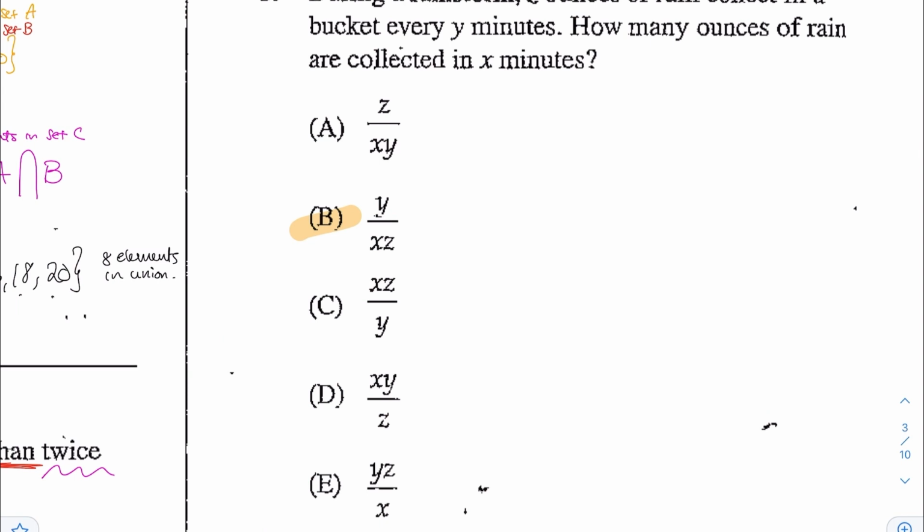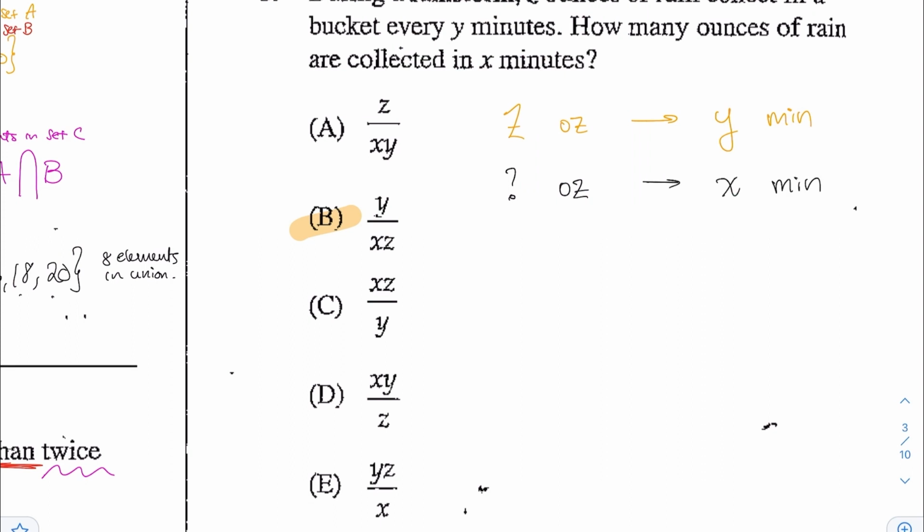All right, next for question number 8. During a rainstorm, z ounces of rain collect in a bucket every y minutes. How many ounces of rain are collected in x minutes? So here you have z ounces in the bucket every y minutes. And from here you want to get the unit rate because this is a rate that compares two different quantities, ounces of rain and minutes. So you want to know how many ounces of rain are collected in x minutes. So it's question mark ounces in x minutes.